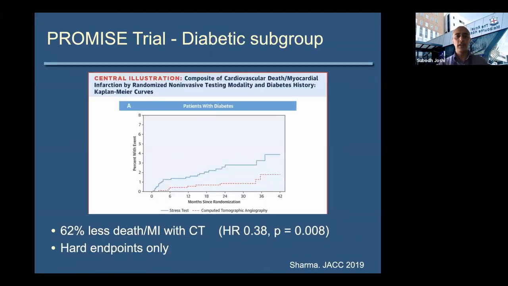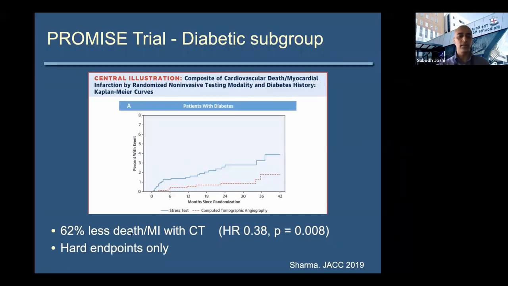This was published last year, a diabetic subgroup analysis from that PROMISE trial. And interestingly, this showed a clear benefit of CT. Now, this also was suddenly criticized because people were saying, hang on, how can a subgroup be positive but the overall trial be negative and so strongly positive?